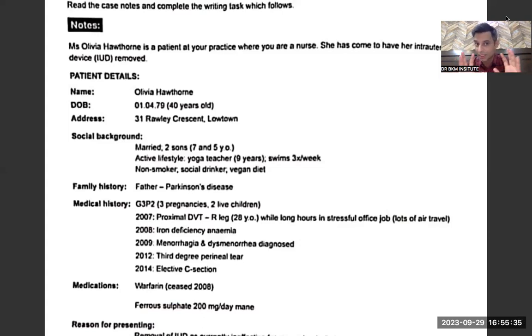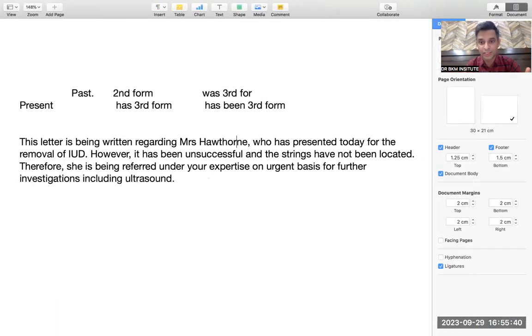If you do not understand, then do not take the risk. That is why I did not write it there. Look, I did not write presented to our clinic or presented to us. Nothing. Who has presented today for the removal of IUD. By writing today, it has become a fluent sentence. As soon as I wrote today, it became a fluent sentence.